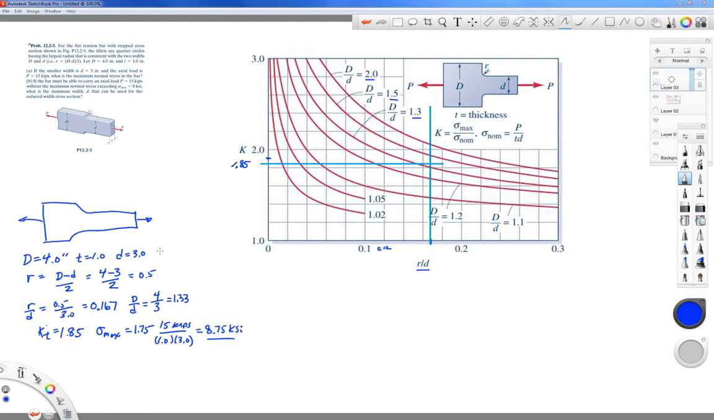Oh, and before I get onto that, I did make a mistake here. I need to correct this. I wrote down 1.75, but the number that I found from my chart was 1.85. I'm not sure where I got the 7 from, but this should be 1.85, and that's going to change my numbers just a little bit to 9.25 KSI for this stress value. So let me go ahead and just change that right here.